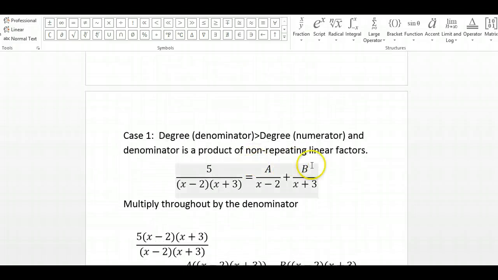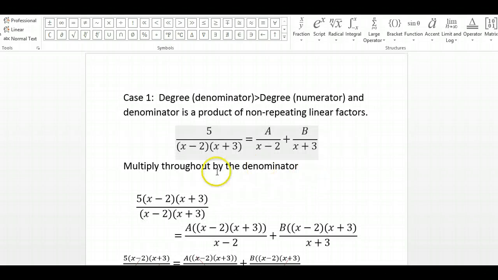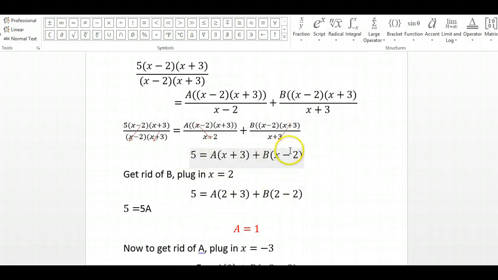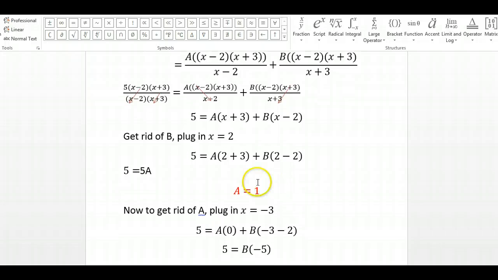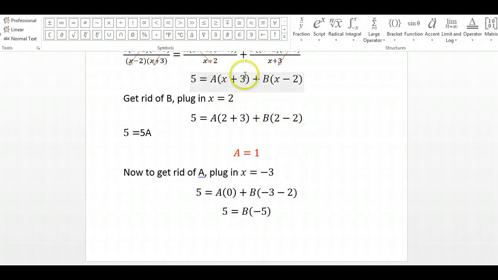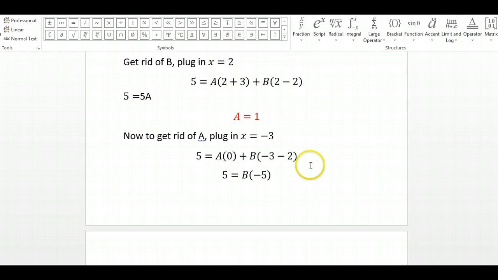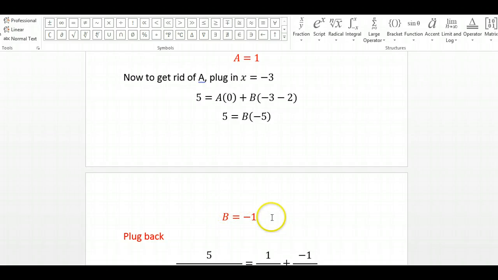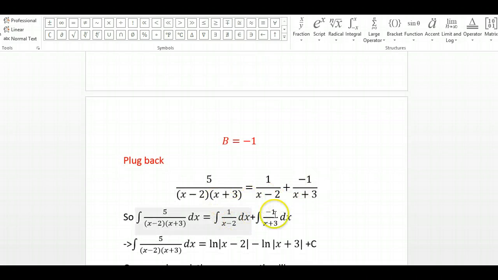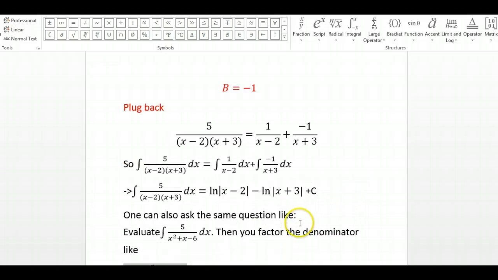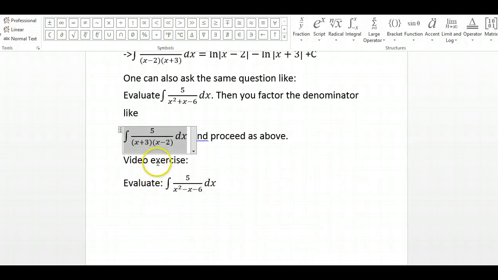So break it up, first of all factor, and then once you factor it, write the two fractions as a and b, right? A over the first factor and b over the second factor. Then multiply through by the denominator, and you get something like this. And then first get rid of one constant by plugging in a certain value for x, and then solve for the other one. And then get rid of the other constant, and then solve for the remaining constant, and then you plug back, and then you integrate piece by piece, and then you can use the result of it.